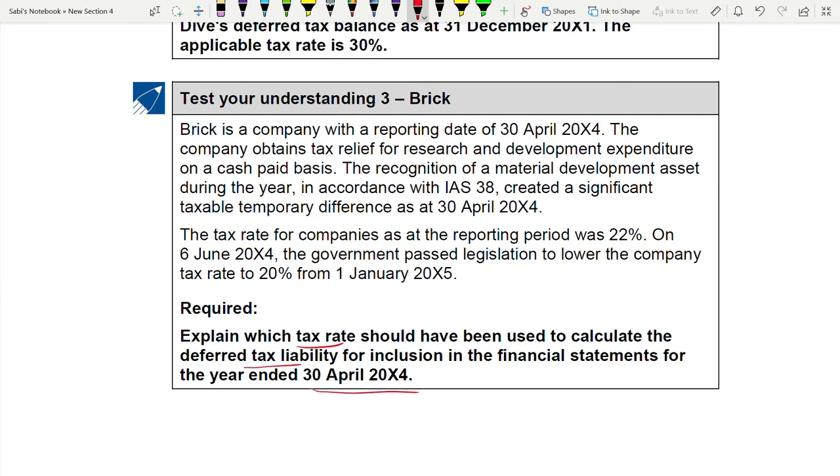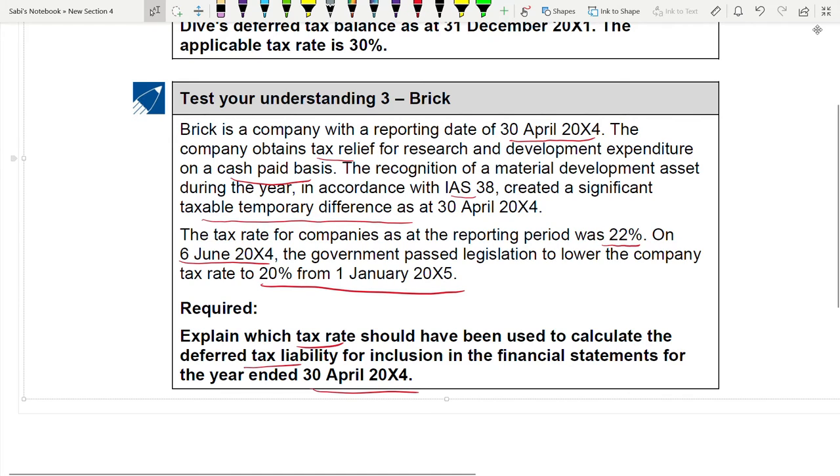First, let's read. BRIC is a company with a reporting date of 30th April 2004. The company obtains tax relief for research and development on a cash paid basis. Recognition of a material development asset during the year in accordance with IAS 38 created significant taxable temporary differences. The tax rate for the company as at the reporting period was 22%. On 6th June 2004, the government passed legislation to lower the company rate to 20% from this date onwards. Now tell me which rate to use, 20% or 22%?